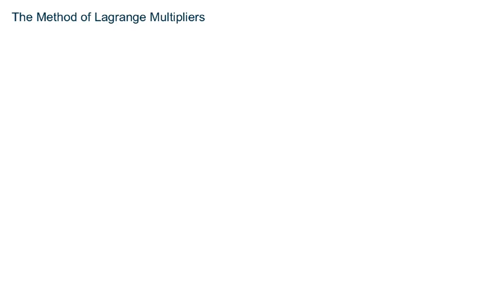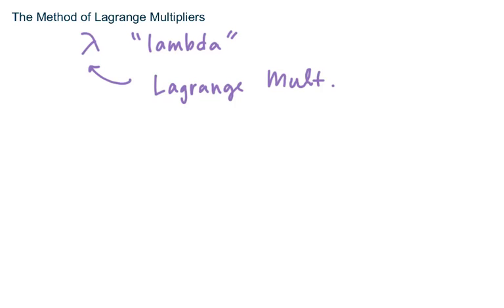Hello, friends. Now we're going to get really into the method of Lagrange multipliers. First thing, we're going to be using this new variable, lambda. Lambda is a scalar. Lambda is going to be my Lagrange multiplier. Before we utilize this, let's discuss some helpful theorems about why this method works.